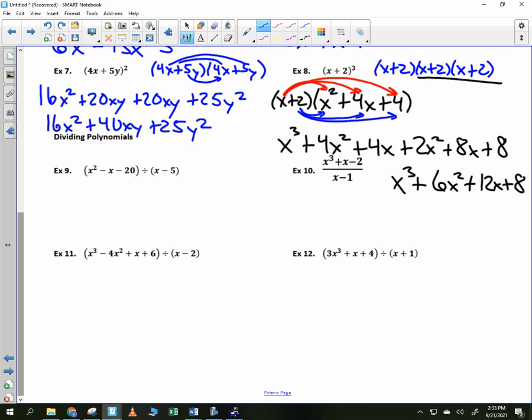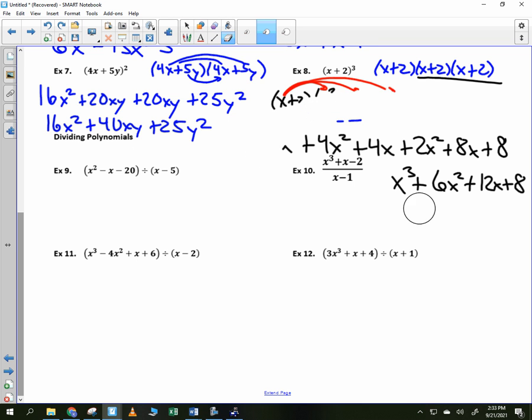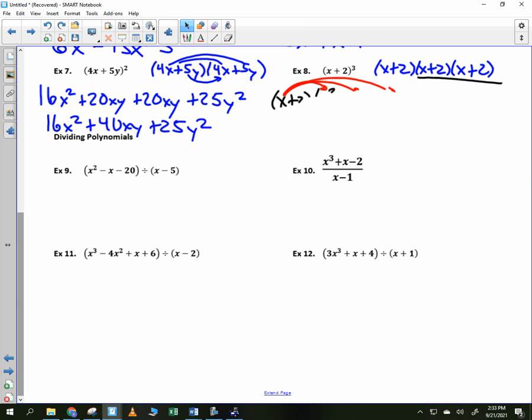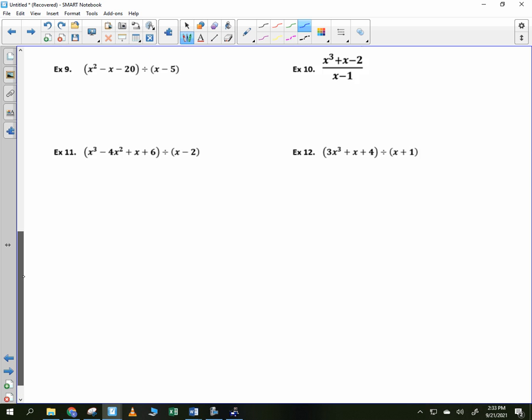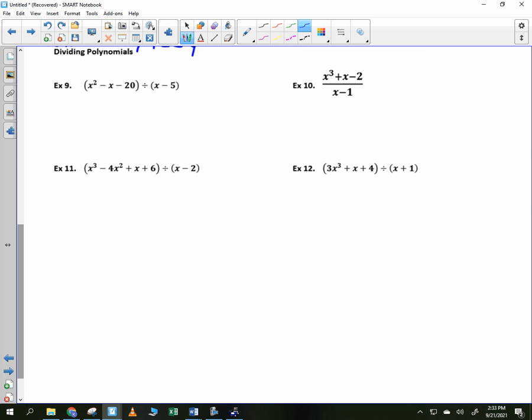Let's talk about dividing. We heard the word hate already when it came to dividing. Let's try to make it easy for everybody. We take x minus 5 and divide it into x squared minus x minus 20.